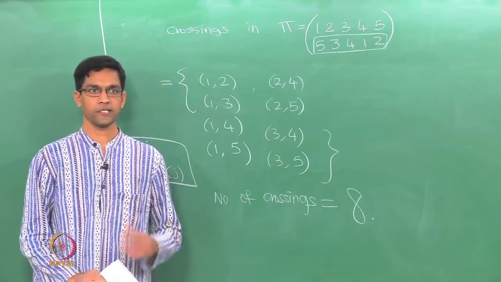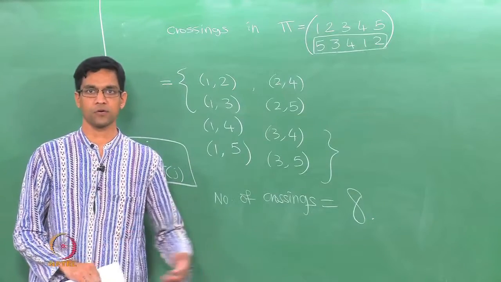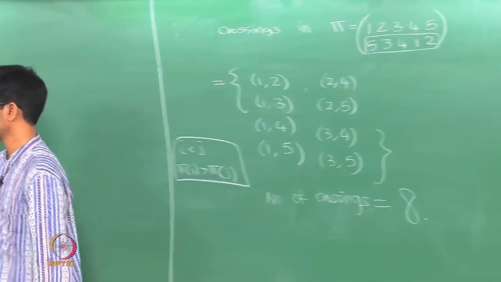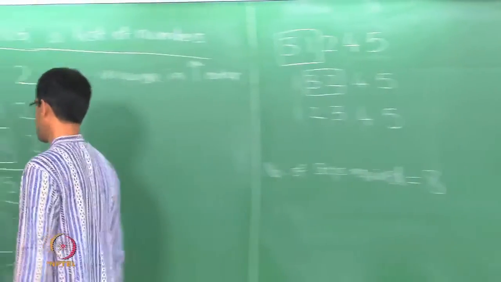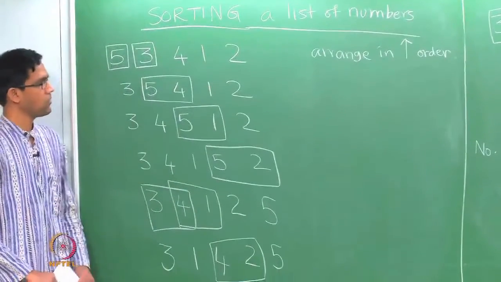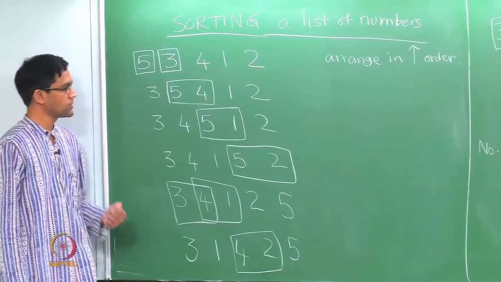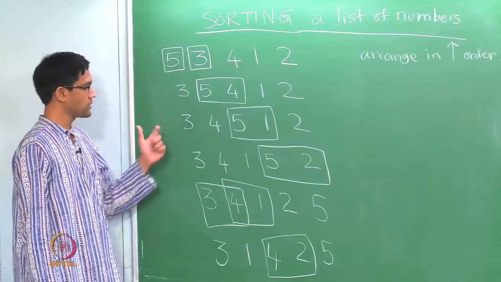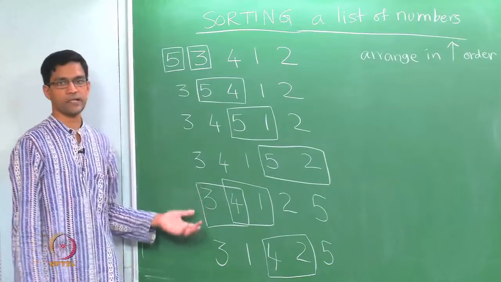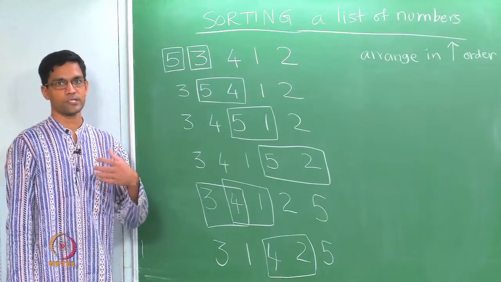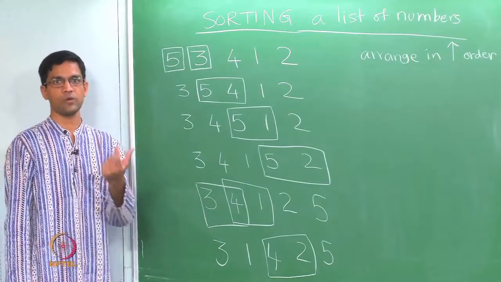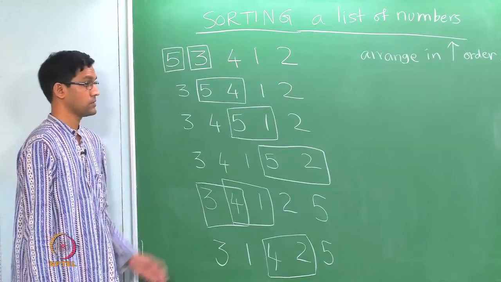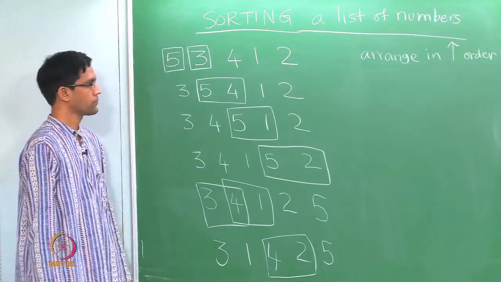It turns out that this is not an accident, it's true in general. The number of crossings of a given permutation you can think of as telling you the number of steps you will need in this adjacent swapping algorithm before you get the list in ascending order. It's a measure of how many adjacent swaps you will need to keep doing before you finally get the sequence in ascending order.